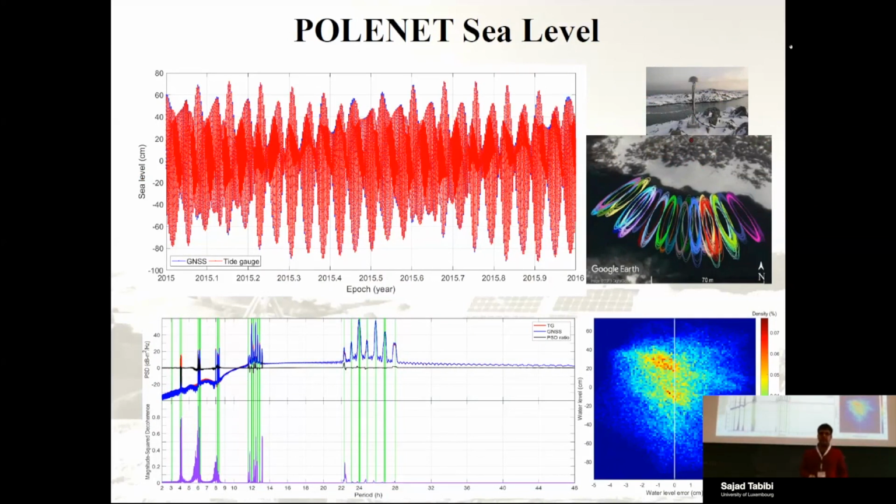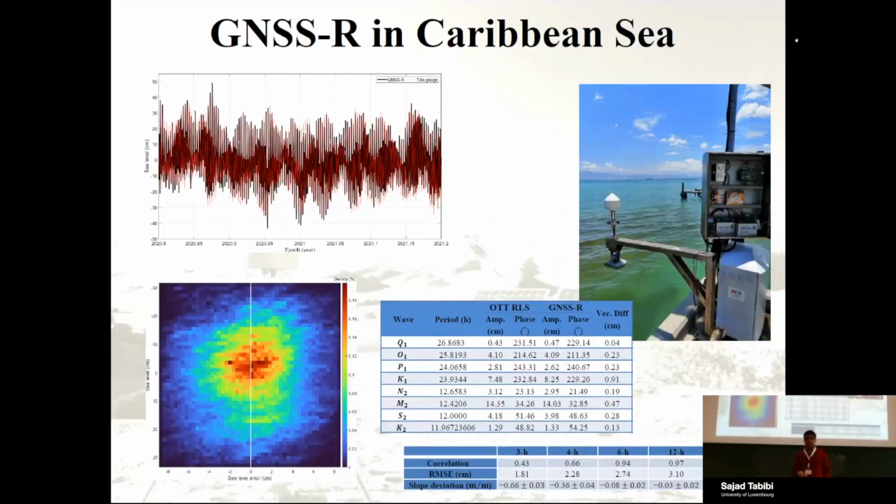So we process the data, and as you can see in the Van de Casteele diagram, we don't have any systematic bias between the in situ and tide gauge, between tide gauge and GNSS observation. And then we estimated the tide, and as we can see that all the main components are retrieved using this technique.